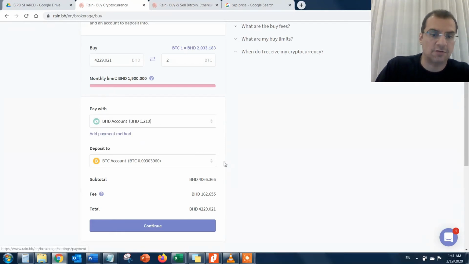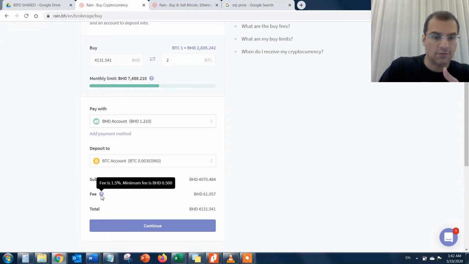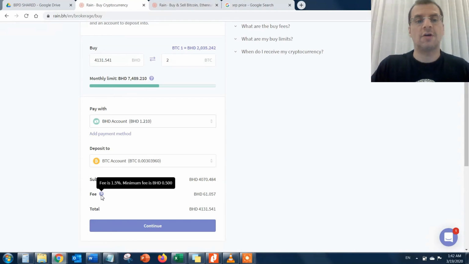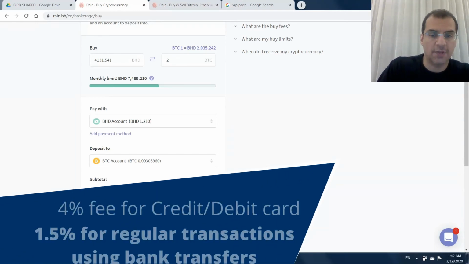So if we stick to the BHD amount, you'll get a much lower fee. If you look at this fee here, it's 61 BD as the transaction fee they charge. This is Rain's commission right here, right? So the fee is 1.5%, which is Rain's commission for making any kind of trade, a buy or sell of any cryptocurrency that you want to purchase, right?